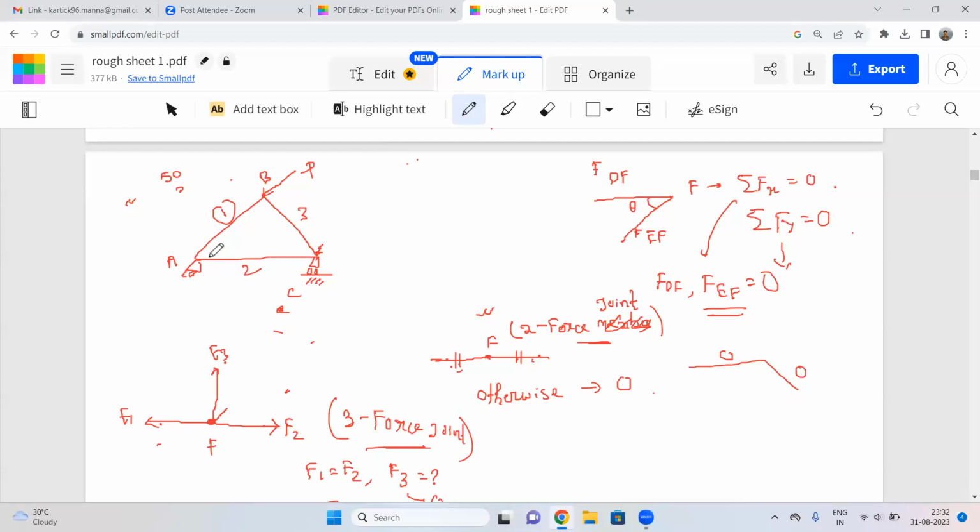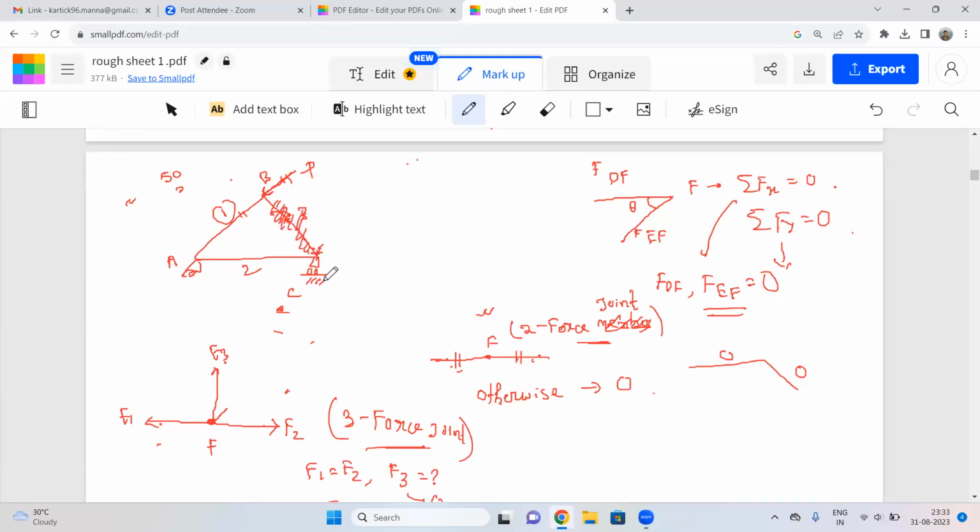Now for this section, look, that P force is parallel to that FAB, right? So the force in this member 3 will be 0 also, right? So this one is also gone.